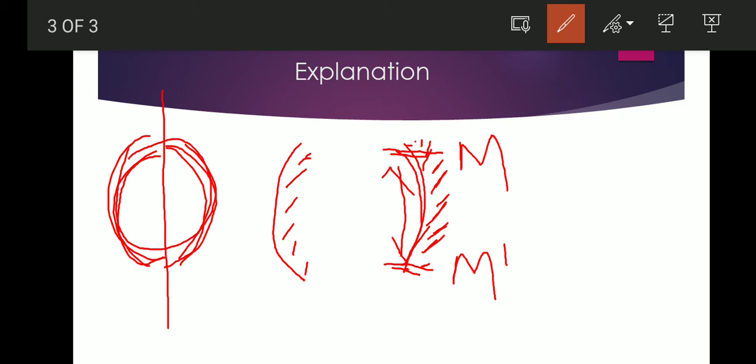Then in this convex mirror, aperture will be M dash. Okay, the width of the reflecting surface is called aperture, as I said earlier.